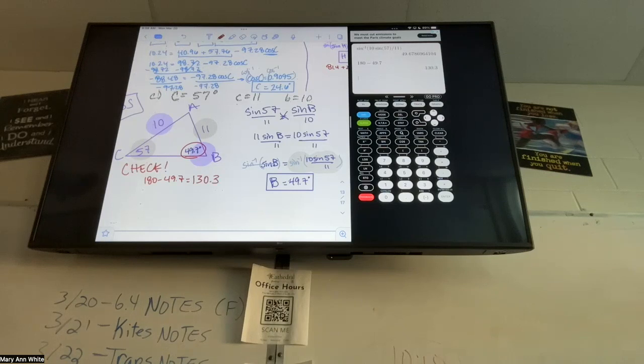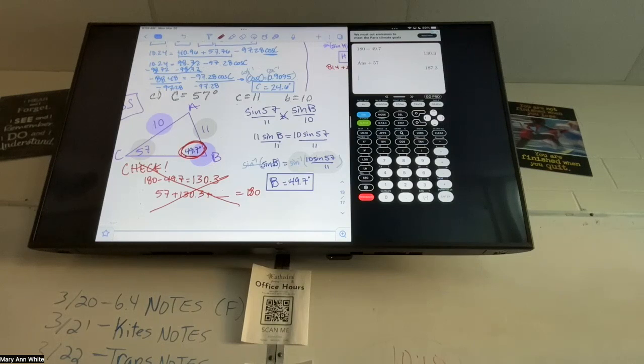So then my question is, if this angle B was 130.3, would I have a triangle? So I'm asking, does 57 plus 130.3 plus something else equal 180? And so I start thinking, okay, 130.3 plus 57. Oof, that's already 187.3. Could we have a triangle if that angle was 130.3? No. And so I checked, but it doesn't work, so I only have one triangle.